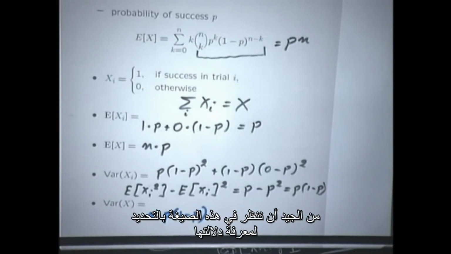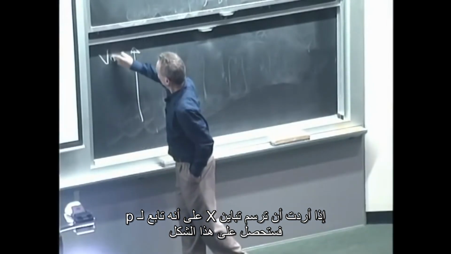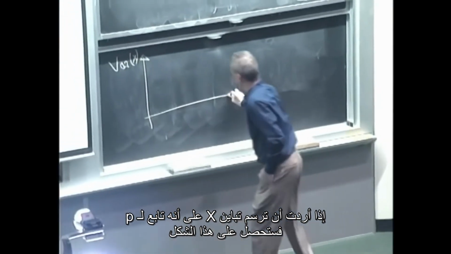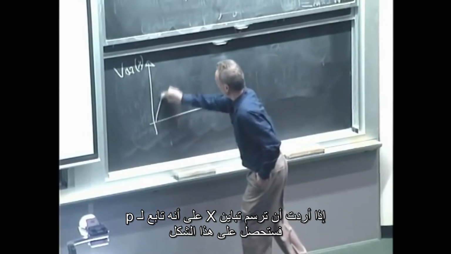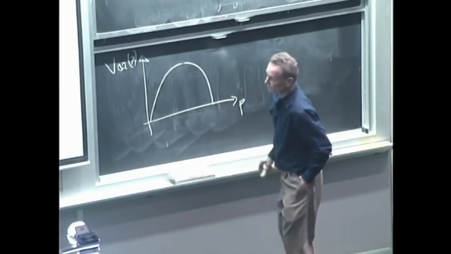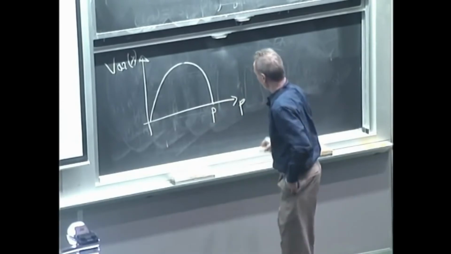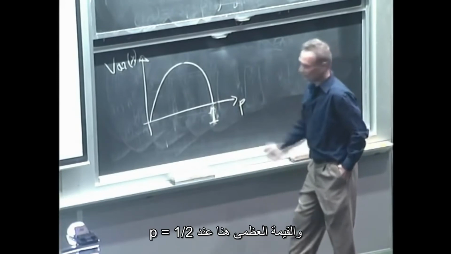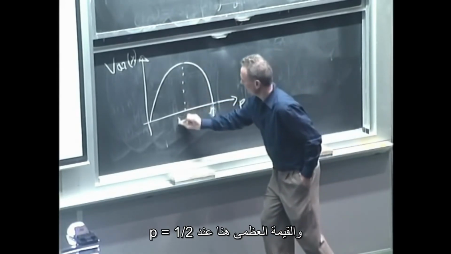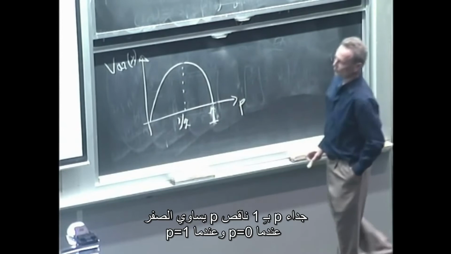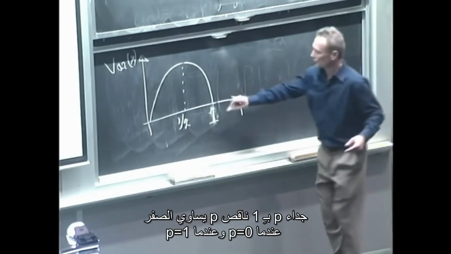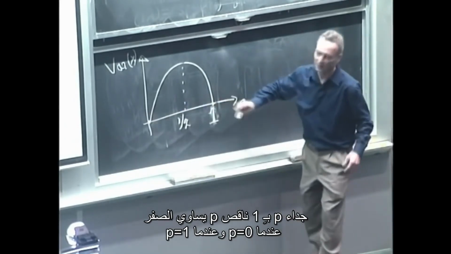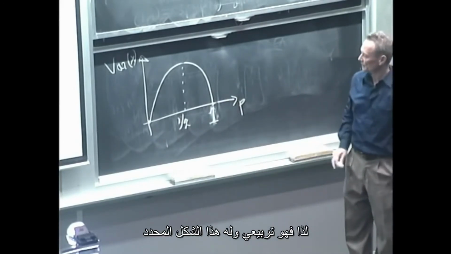It's interesting to look at this particular formula and see what it tells us. If you are to plot the variance of x as a function of p, it has this shape. And the maximum is here at 1/2. Okay, p times 1 minus p is 0 when p is equal to 0, and when p equals 1, it's a quadratic, so it must have this particular shape.